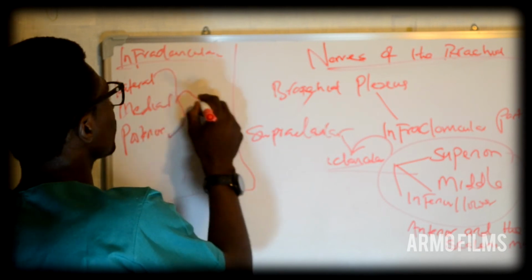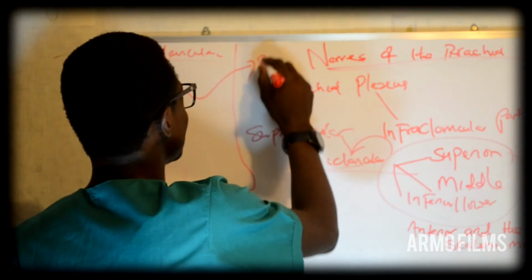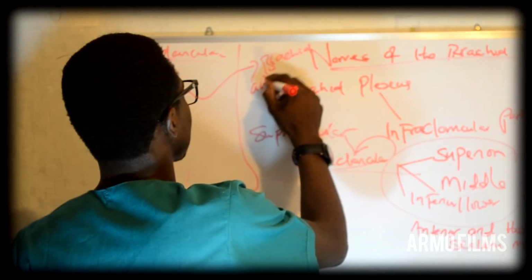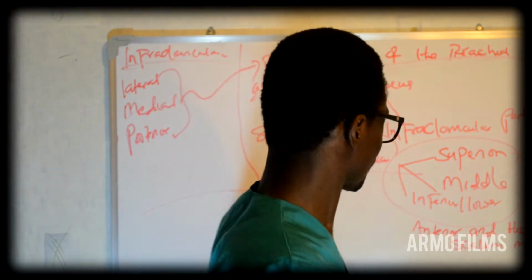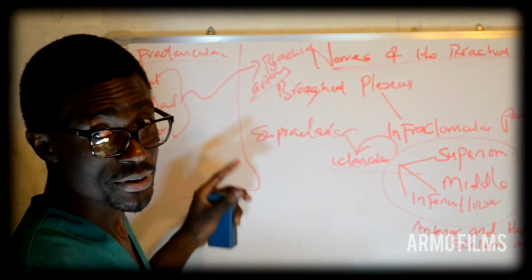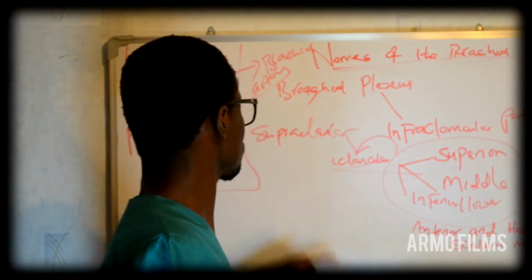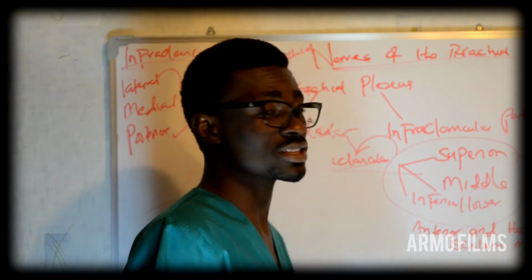And we said all these cords run in relation to the brachial artery, guys. These cords are pretty important, very, very important, because some of the branches come from these cords. So they are pretty important.